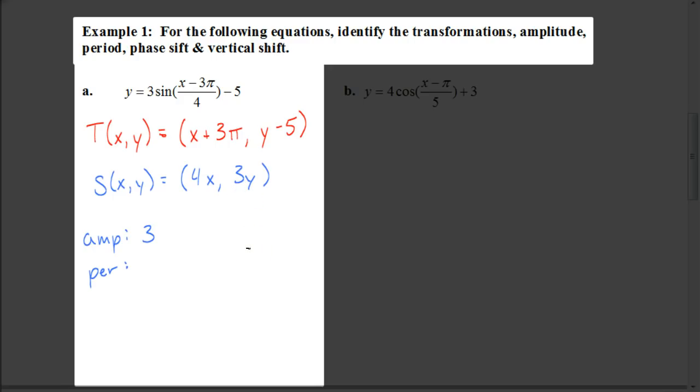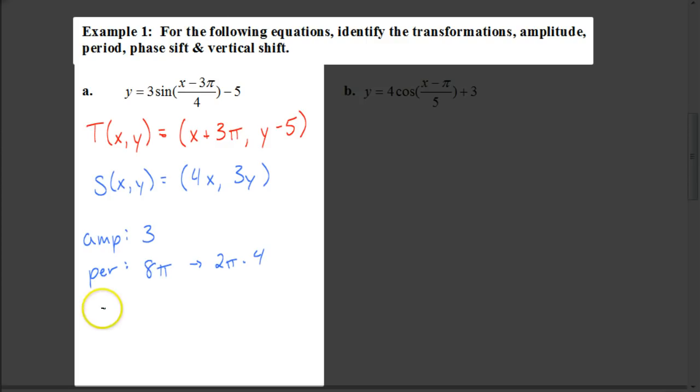To figure out what our period is, remember, it's being stretched horizontally by 4. That means it's going to be 4 times larger than it was before horizontally, where originally our period was 2 pi. 4 times that would be 8 pi. So again, we get that by taking 2 pi times 4, because it's being stretched by 4 horizontally.